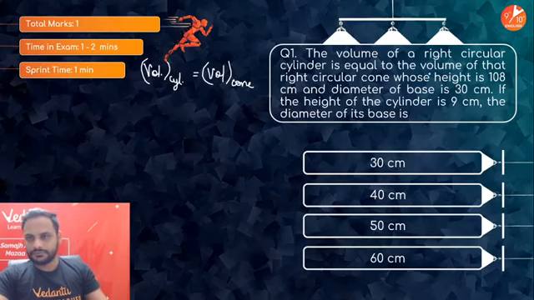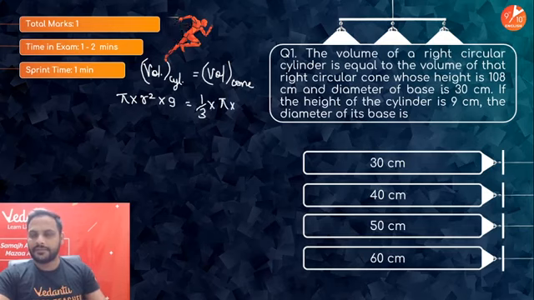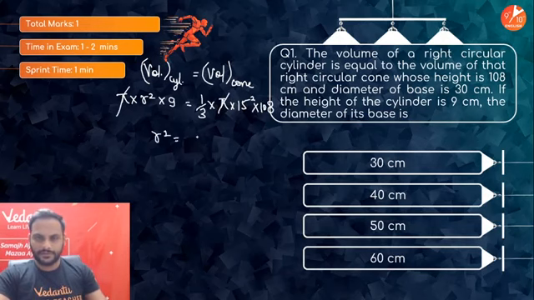Alright, volume of cylinder will be pi into radius, which I don't know, into height, which is 9, and volume of cone will be 1 by 3 into pi into radius. The diameter of the base is 30, so radius will be 15, square, into height, which is 108. Now, this pi and pi got cancelled, 9 in the denominator, r square is 15 square into 108, and 15 square we can write as 225. All right, because this is at the end, it will get cancelled.